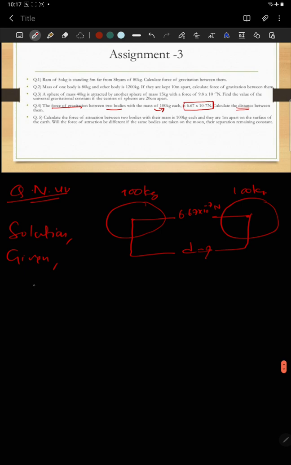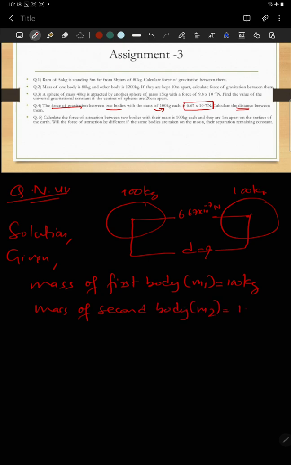So right solution is mass of first body m1 equal to 100 kg, mass of second body m2 equal to also 100 kg, and the force of gravitation between them is capital F equal to 6.67 into 10 to the power minus 11 Newton.